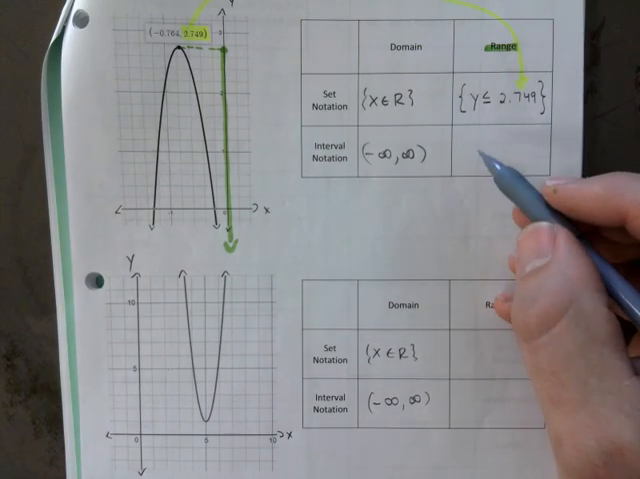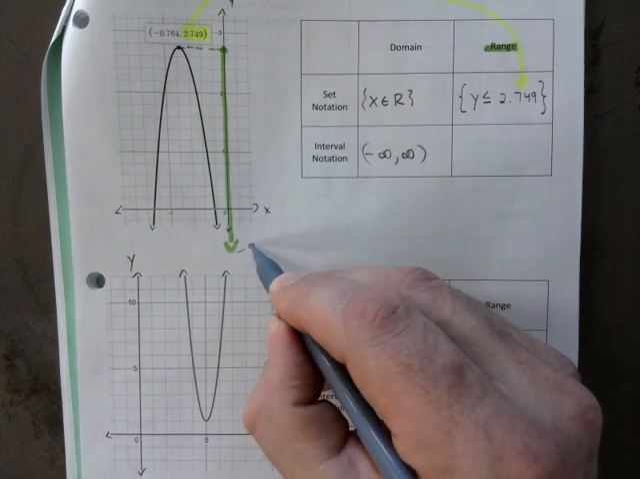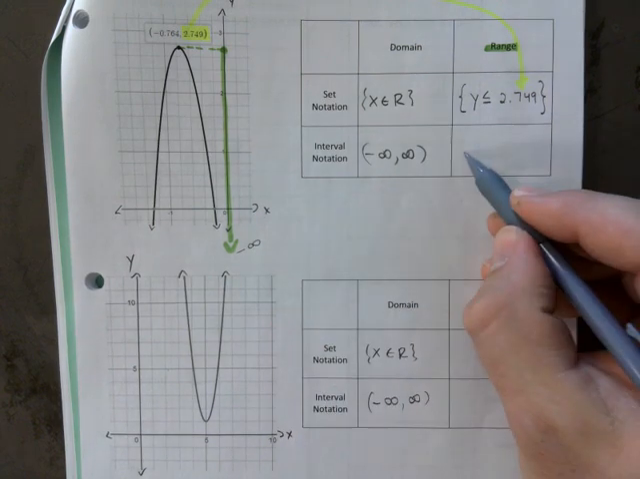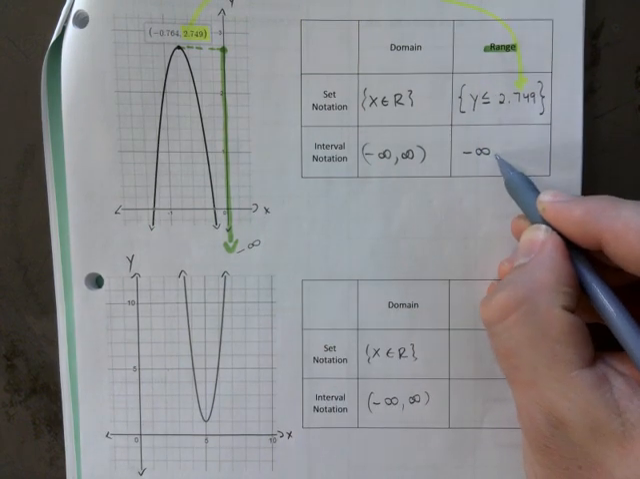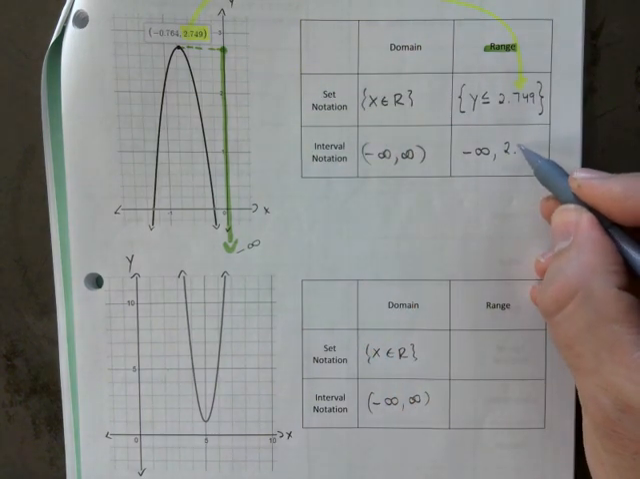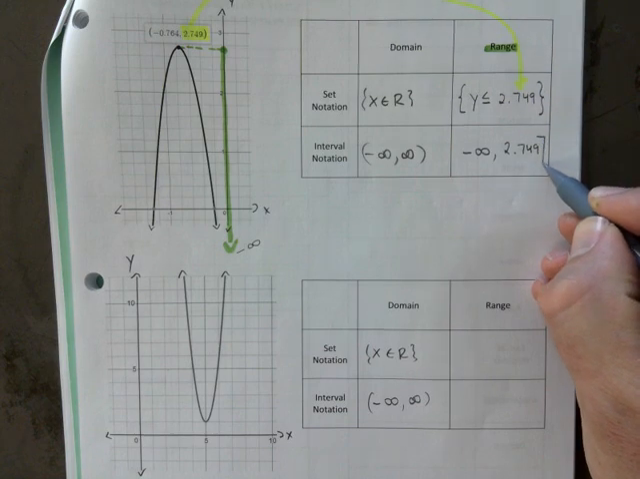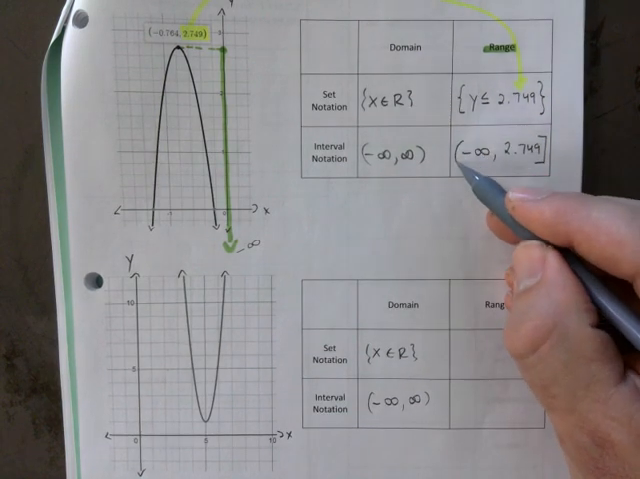All right, let's do another one here. Interval notation. I know it's something with negative infinity. I have a feeling, right? Negative infinity is first, all the way up to 2.749. That number is included. Infinity is not included.